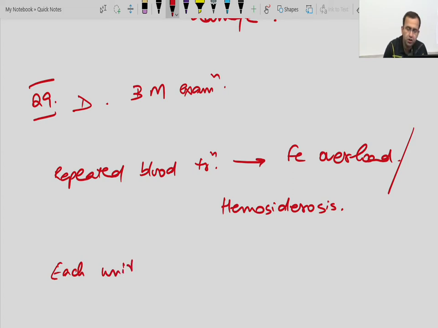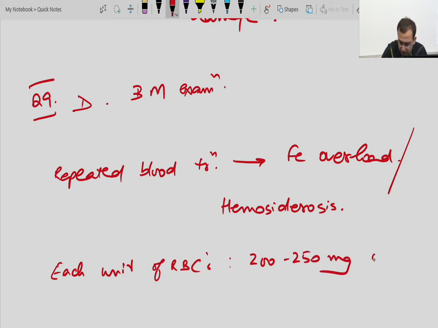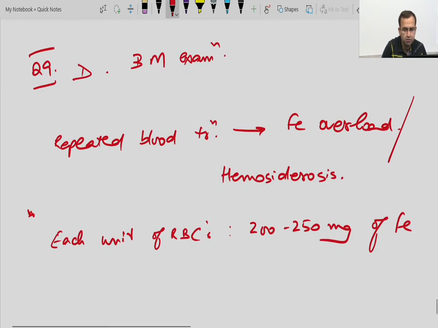Next point: how much iron is taken in with each transfusion? Each unit of RBCs contains about 200 to 250 milligrams of iron. This again is important, so please put a star on this. Each unit has this much iron. Done. This is question 9.